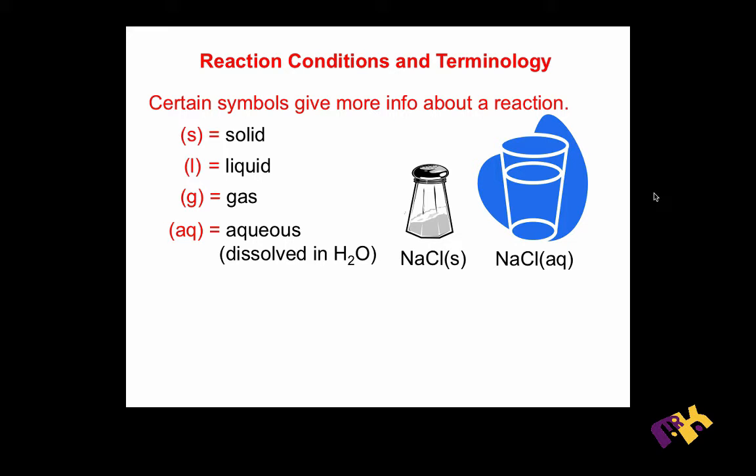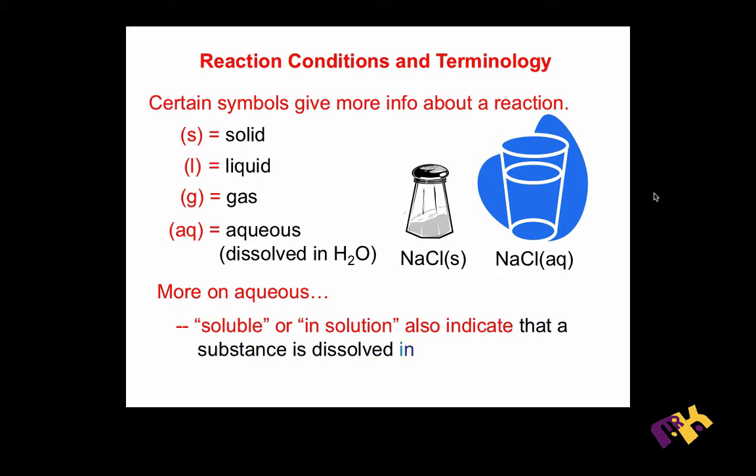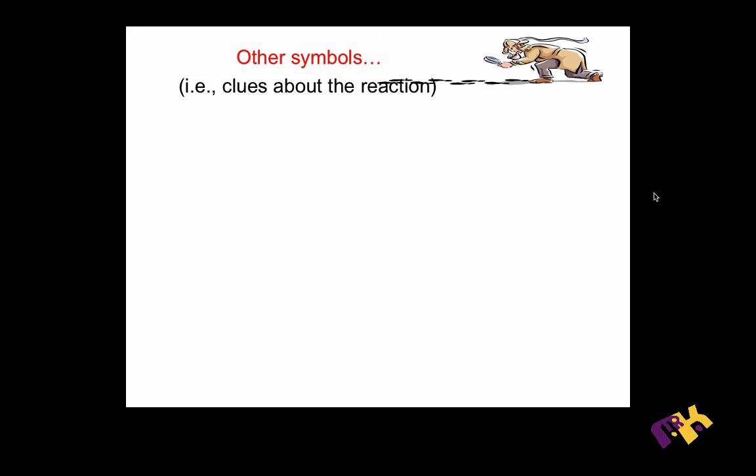So a little bit more information on what we mean by aqueous. If something is said to be soluble or in solution, that also indicates that a substance is usually dissolved in water or will dissolve in water. Anytime you come across an acid, it's going to be aqueous. Obviously, the arrow means that we're simply yielding or producing a product.